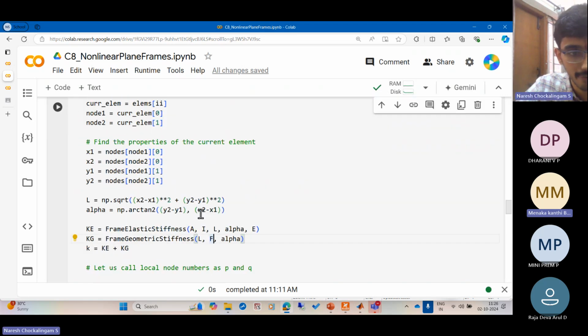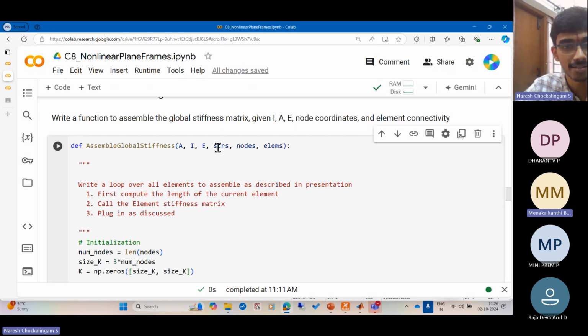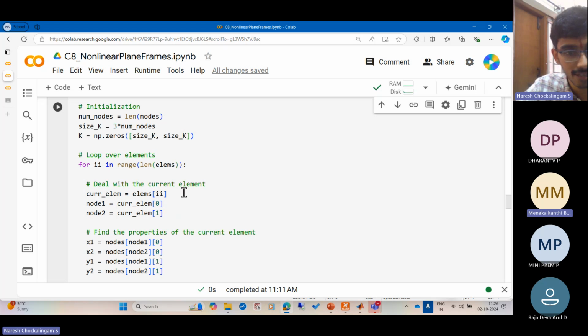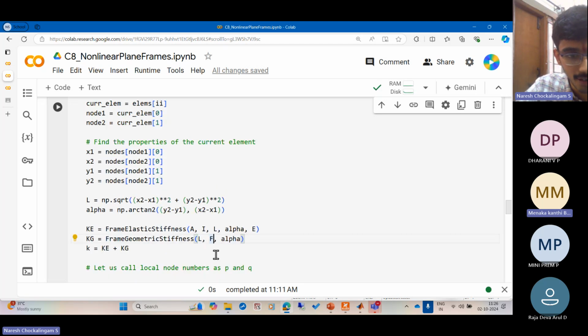What is the F here? We didn't define it yet, right? So into the assembly code, the entire stress vector goes, which is the stress in all the elements. But we want the stress only in the current element. So in this, you need to do an extra correction.